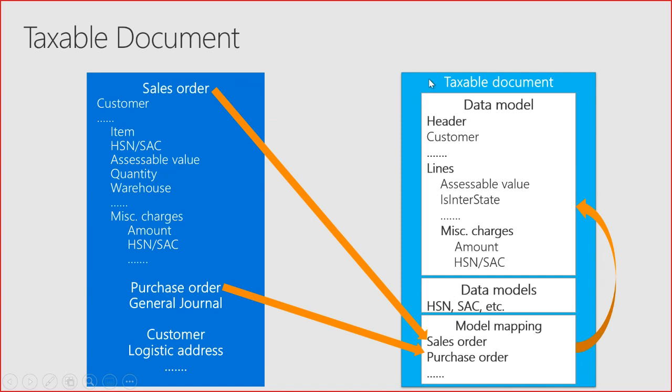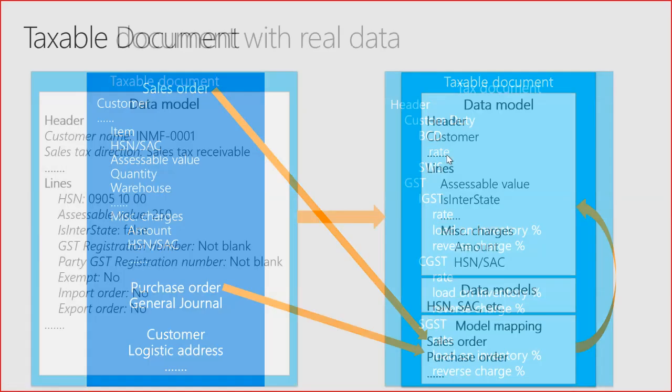So in the end, we have this model mapping, and then we have engine to execute the logic you define in this taxable document. When you create a sales order, the engine will read the model mapping you define here and fetch the value from the sales order customer and set this value to data model header customer. So that is the logic.